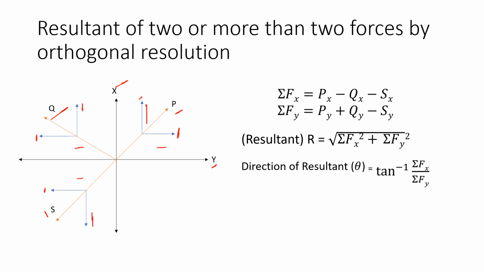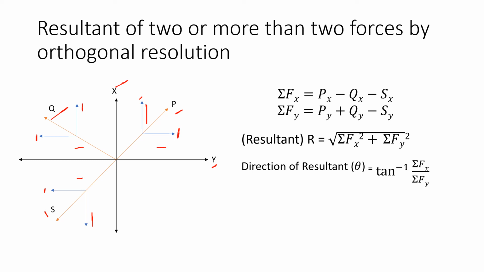This will give the summation Fx and summation Fy. So the resultant is simple. It is the square root of summation Fx square plus summation Fy square. And the direction of the resultant with the horizontal will be found by tan inverse of summation Fy divided by summation Fx. Hope you guys have my point. That will be the resultant of two or more than two forces by orthogonal resolution. Now let us see what is next.